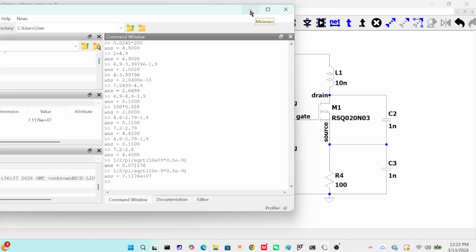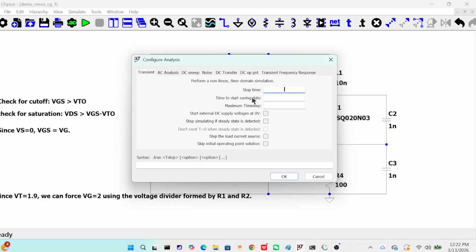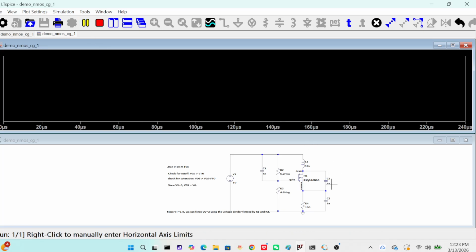And I can show you. If you simulate the circuit in time domain, the stop time could be 1 millisecond. The starting time to save the data could be 0, and the maximum timestep is 10 nano. So it should work. So we'll simulate the circuit.